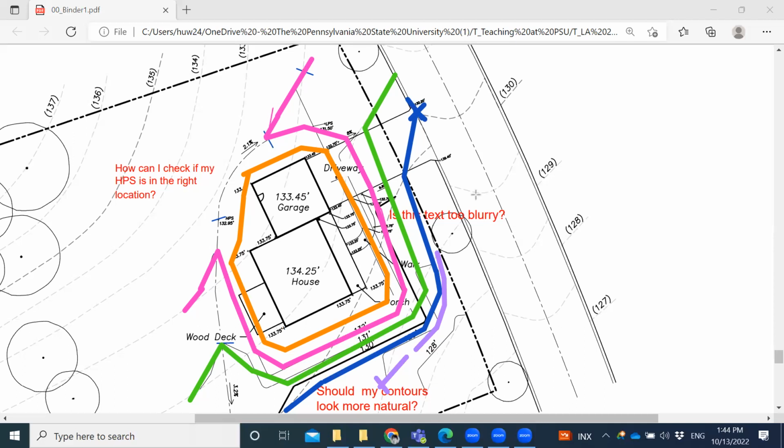We still haven't checked the driveway slope yet, but I want to give you a sense of what, if you use 132.8595 as your HPS, you would expect the contours to look like. And the other thing is, if you have a 134.25, that's okay, because your corner are below 134, so you don't have a 134 contour. All right, let me clear.